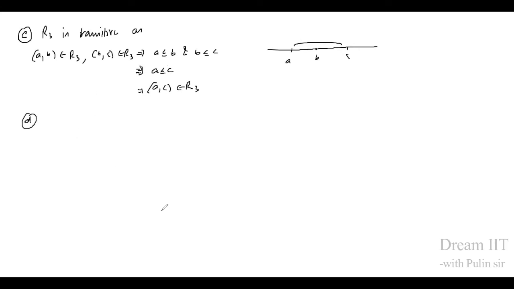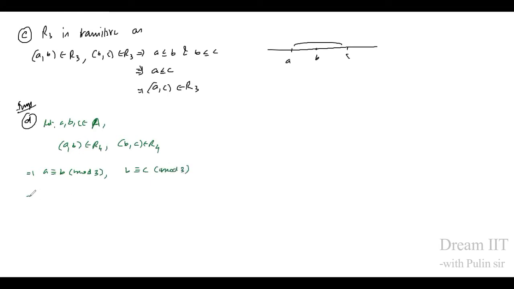We have already given the relation. Now we come to the very important part. Model 1 is important. It's a very important result. That is R4. So for that, let me take it like this. For A, B, C belonging to set A, suppose I am starting with (A, B) belonging to R4 and (B, C) belonging to R4. So what does that mean? A is congruent to B modulo 3, and B is congruent to C modulo 3. What does that mean? 3 divides A minus B and 3 divides B minus C.